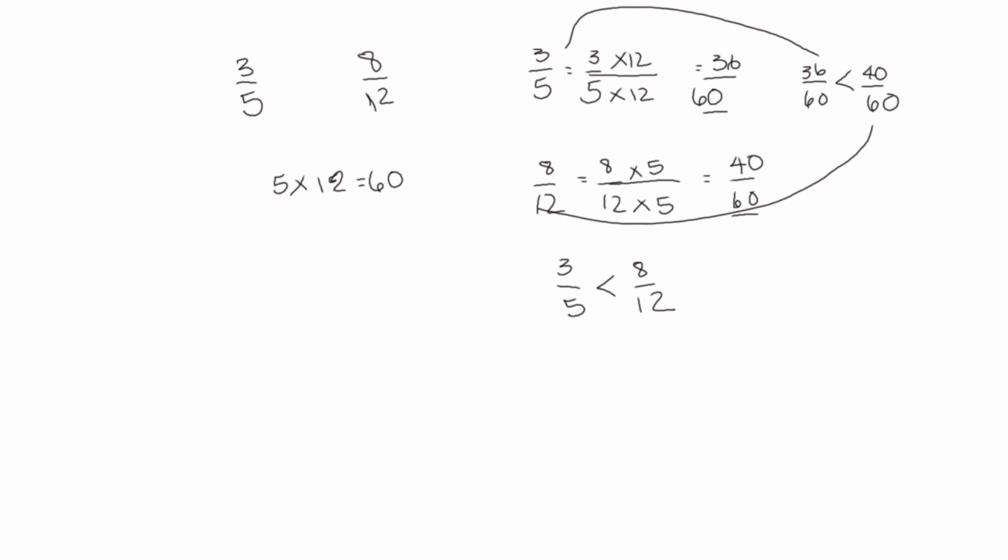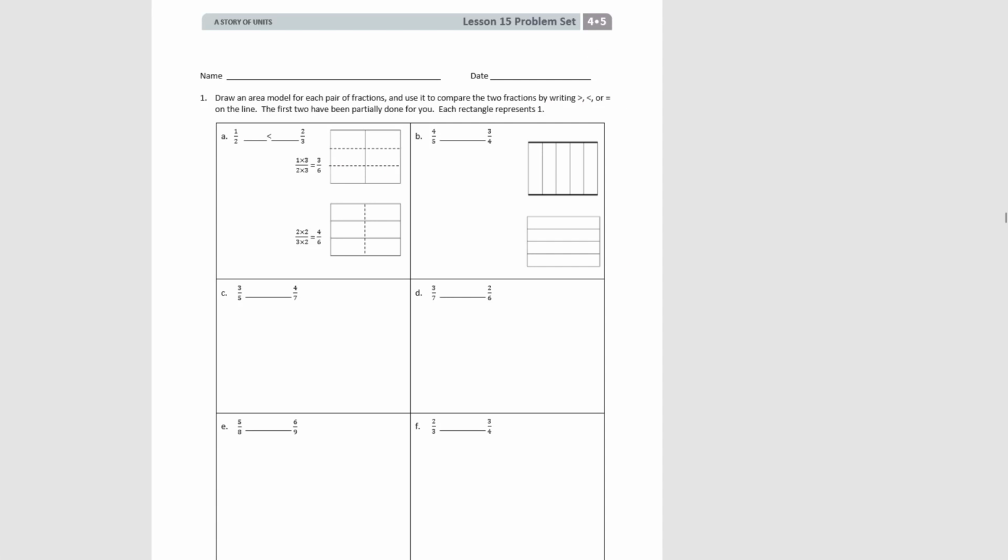So let's try some problems in our problem set. For the first one, it says draw an area model for each pair of fractions and use it to compare the two fractions by writing greater than, less than, or equal to on the line. The first two have been partially done. And it also tells us that each rectangle represents 1.